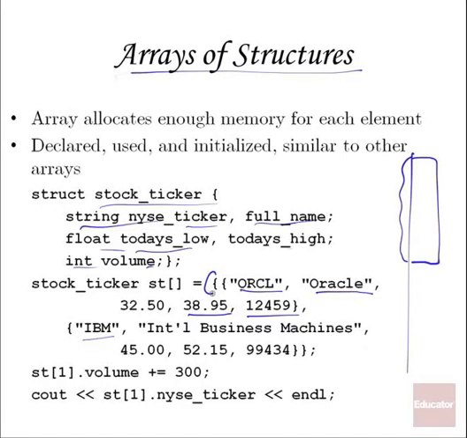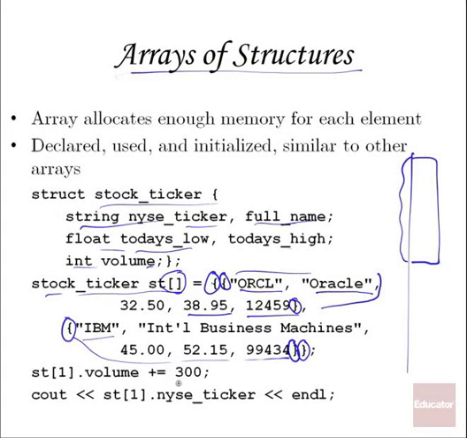You see, we've got our first curly brace for the entire array. Then the internal curly brace is for our first structure. And then another internal curly brace for the second structure in that array. So we can say, well, this is a stock ticker called ST. We don't know how many there are. We'll let the compiler count them.